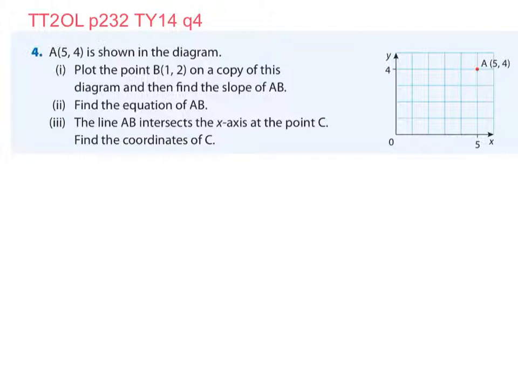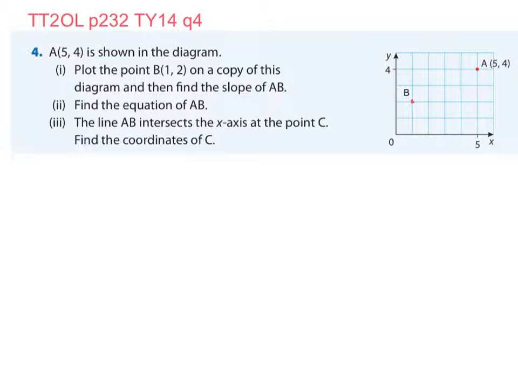So question 4 of the TT2OL 14, we have the point 5, 4, and that's already shown on the diagram as it says, and then it asks us to plot another point 1, 2. So along 1 and up 2, you can notice with the scale, each square is worth 1 unit and each square up the side here is worth 1 unit. So the point 1, 2 is 1 along and 2 up.